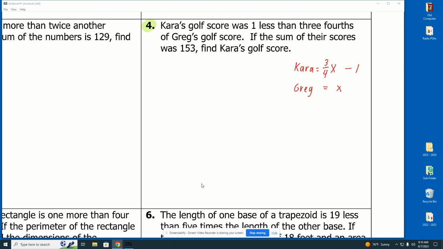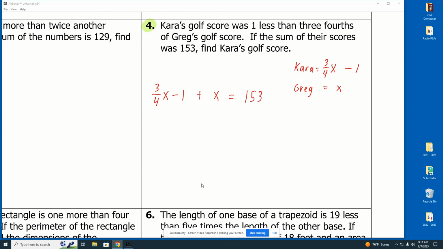Their sum. So what are we doing with these two equations? We're adding them and setting them equal to 153. So we're taking 3/4 x minus 1 plus x. Okay, there are 2 scores. And we're adding them and setting them equal to 153. Does that make sense? So the key here is understanding when you have things being compared to each other or other things, you've got to define something first, and then that will allow you to go from there.